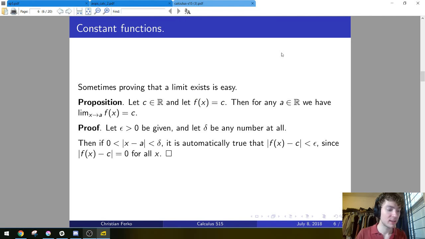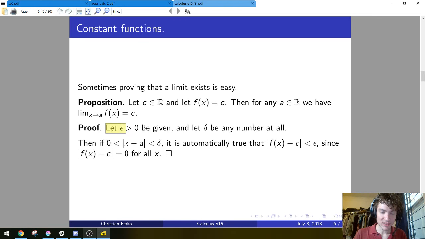It's the same everywhere. You would certainly expect that limits exist there because as you get closer and closer to any input, the output is always 1. So it certainly gets close to 1 if c equals 1, or c more generally. So the proposition is if c is real and f of x equals c, then for any other number a, the limit as x approaches a of f of x equals c. Here's the proof. It's very simple.